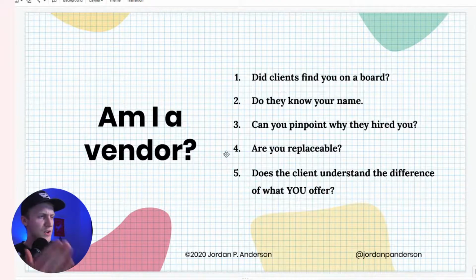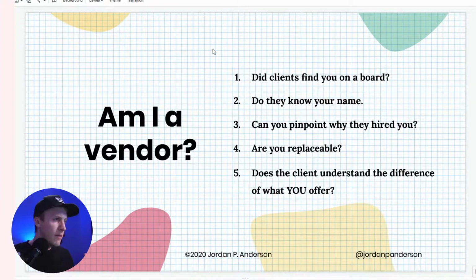And number 5, the last question to ask, am I a vendor? Does the client understand the difference of what you offer? Is there something that they understand? Again, I'm not saying that these people are apples and bananas experts, but when they look at you and your work they say, I like what you do, I can tell you're doing a great job, and I've looked at other people that do similar work to you, and I gotta say, I like what you do, kid, and you're hired.